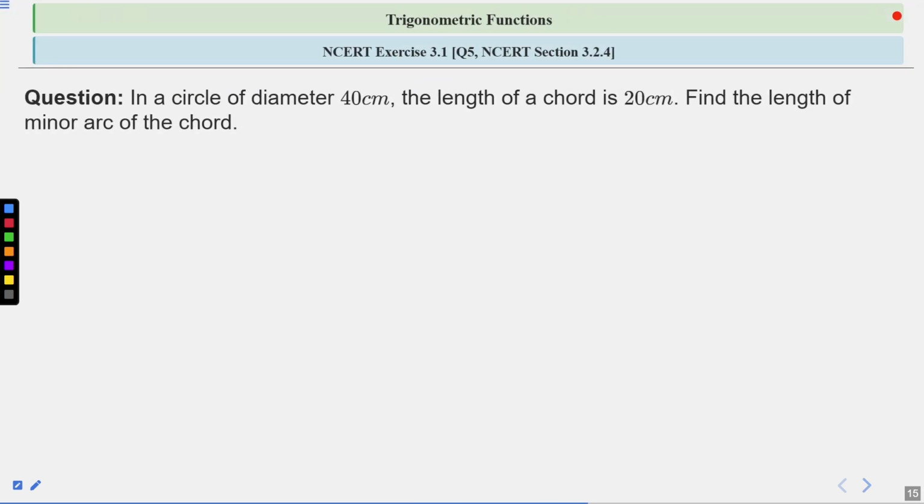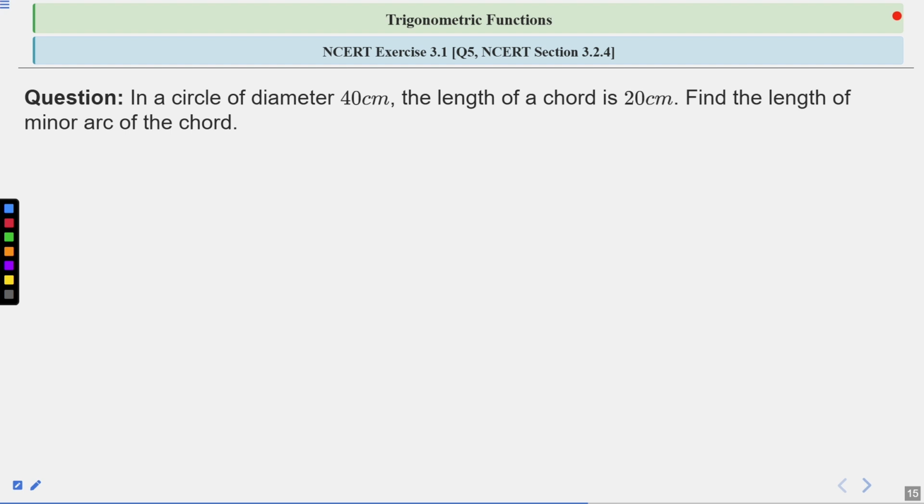Next question is question number 5, which says, in a circle of diameter 40 centimeter, the length of a chord is basically 20 centimeter. Find the length of the minor arc of the chord, right? The diameter of the circle is 40 centimeter, the length of the chord is 20 centimeter, and we need to find the length of the minor arc of the chord.